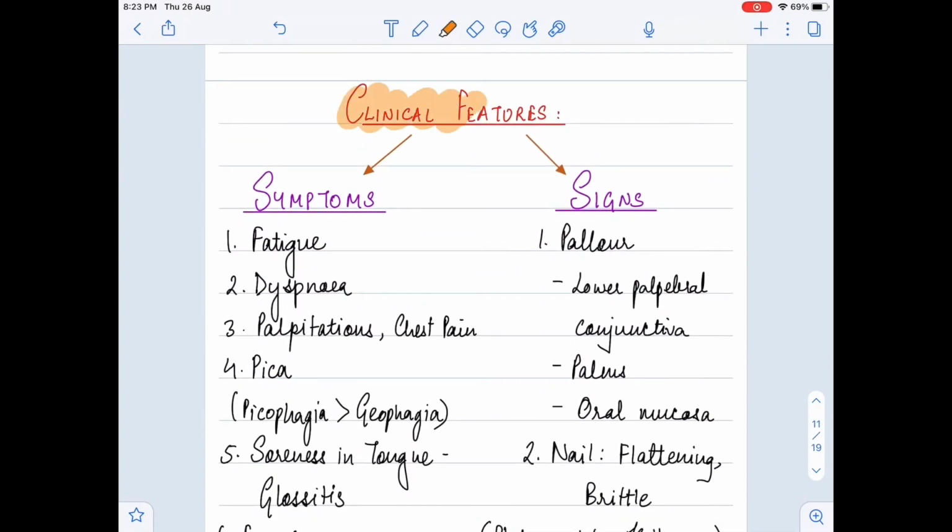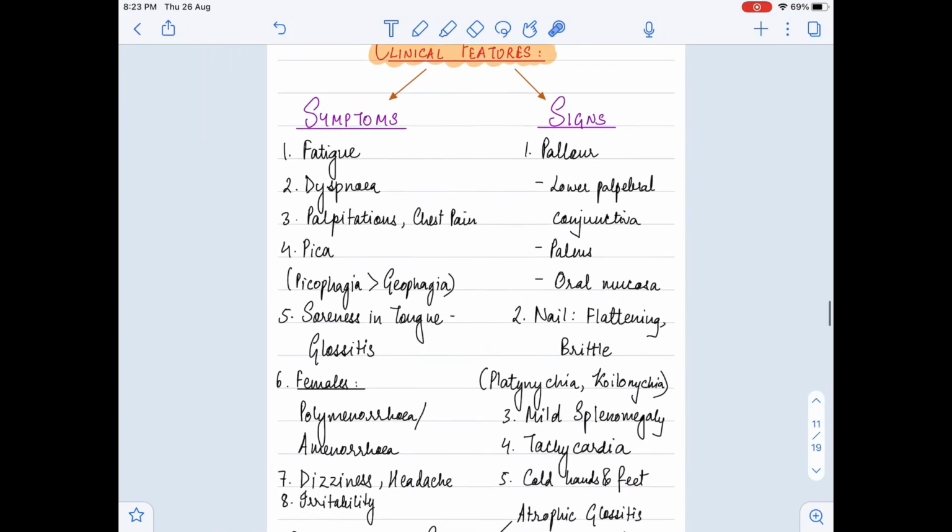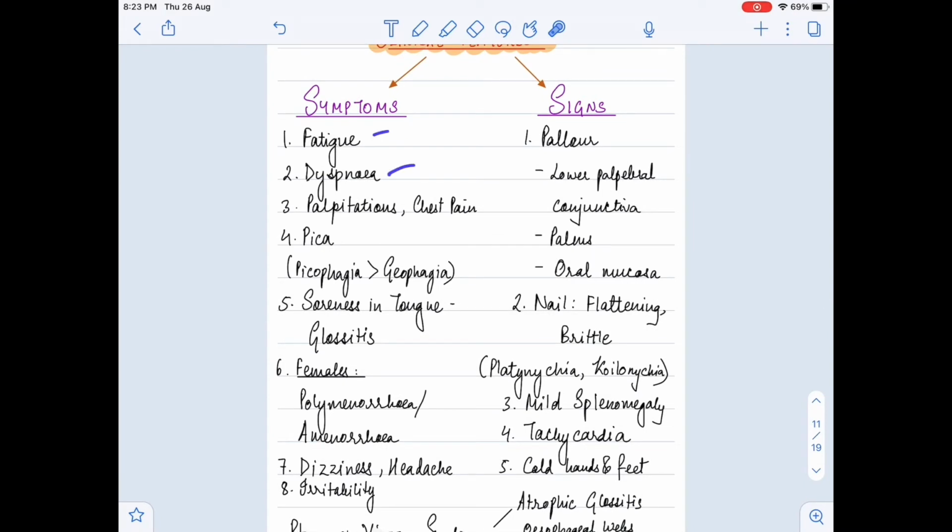So, what are the clinical features of anemia? Having understood all the causes and mechanism, let us understand that the symptoms are fatigue, dyspnea, the patient may complain of palpitations and chest pain, then pica, wherein the patient may have intense desire to eat items such as chalk, picophagia, they will have more tendency to eat chalk and other substances more than geophagia, that is tendency to eat soil, then soreness in the tongue such as glossitis. Then they may also complain of dizziness, headache, and irritability, while in females they may complain of polymenorrhea or amenorrhea.